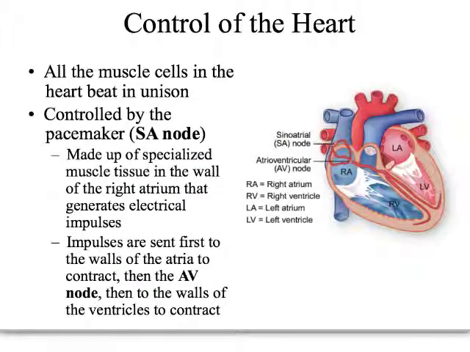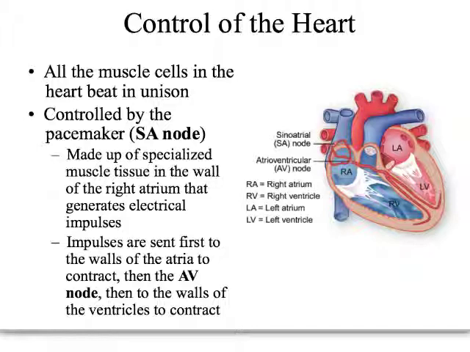Like we had mentioned earlier, all the muscle cells in the heart are going to beat in unison. They all relax at the same time and they all contract at the same time in order for the heart to work efficiently. And in order to relax and contract in unison, they have to get a signal from some place in order to all do that at the exact same time. That signal comes from what we call a pacemaker.